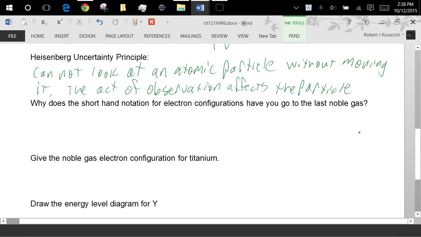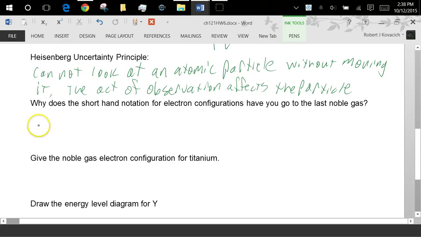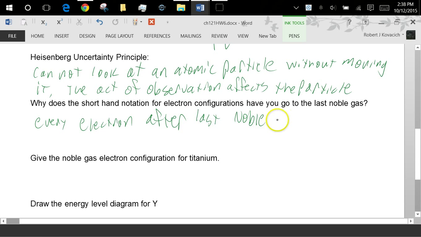Why does the shorthand notation for electron configuration go to the last noble gas? Unchanging. Okay. It's the previous representation of it, isn't it? All the ones that follow the noble gas respond the same, or similarly. I like his better, where it's sort of, let's just say, all the electrons past the last noble gas are reactive.